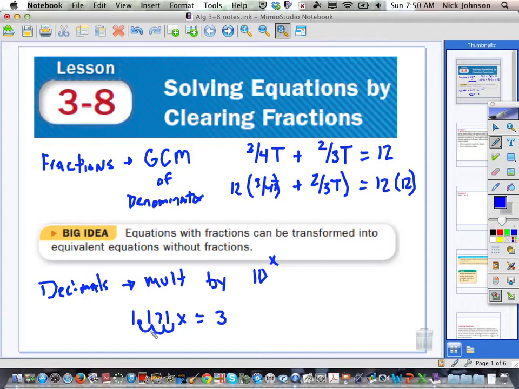This is 3 places I had to move it, so I have to multiply this number by 10 to the third power, which is actually 1,000. And I would have to multiply this by 1,000 as well. I get my new equation, 1171x equals 3,000. If you look here, you can divide by that and easily find x. So let's get into a problem.